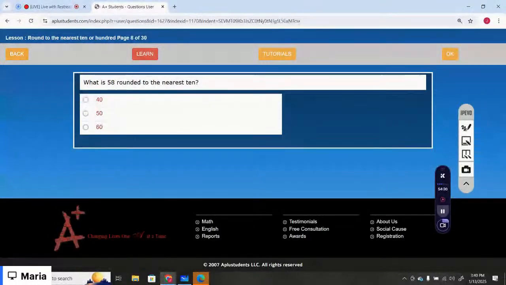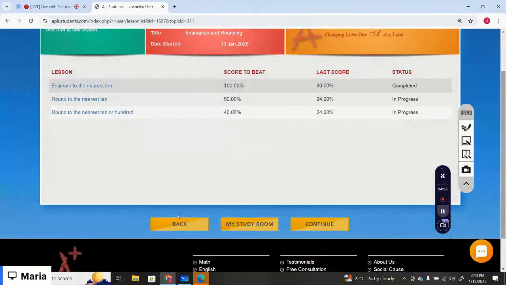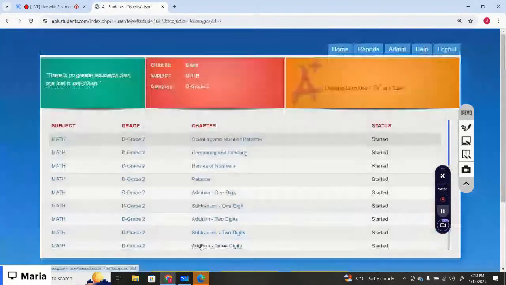So, we were working on grade 2 math. The chapter we were working on is rounding and estimation. The lessons we have covered today are estimate to the nearest 10, round to the nearest 10, and round to the nearest 10 or 100. So please make sure before the next session you complete all the practice questions for the lessons we just did. That is your homework until next session.